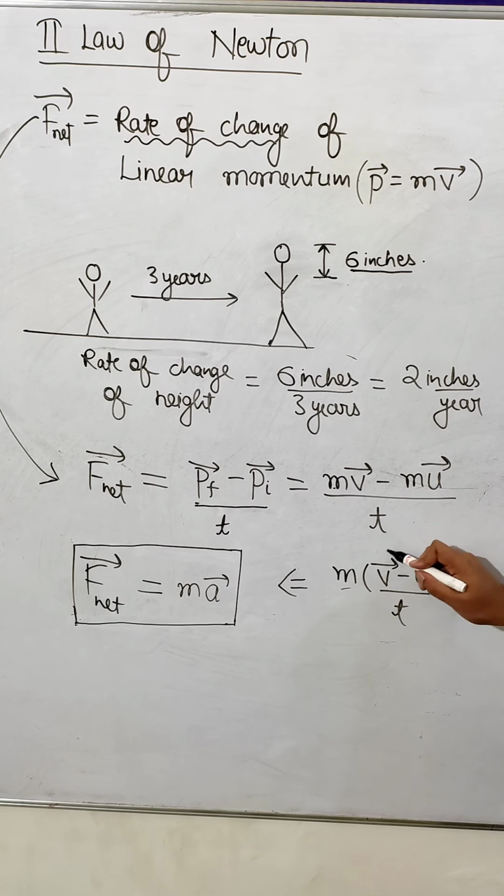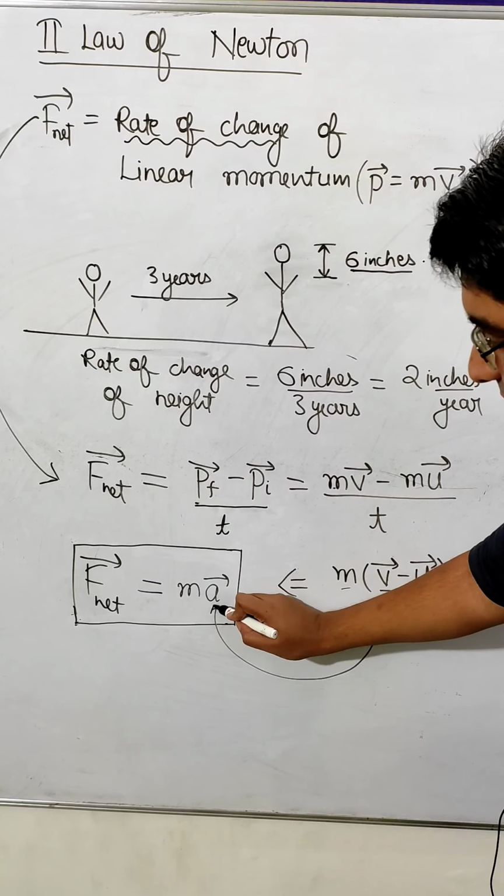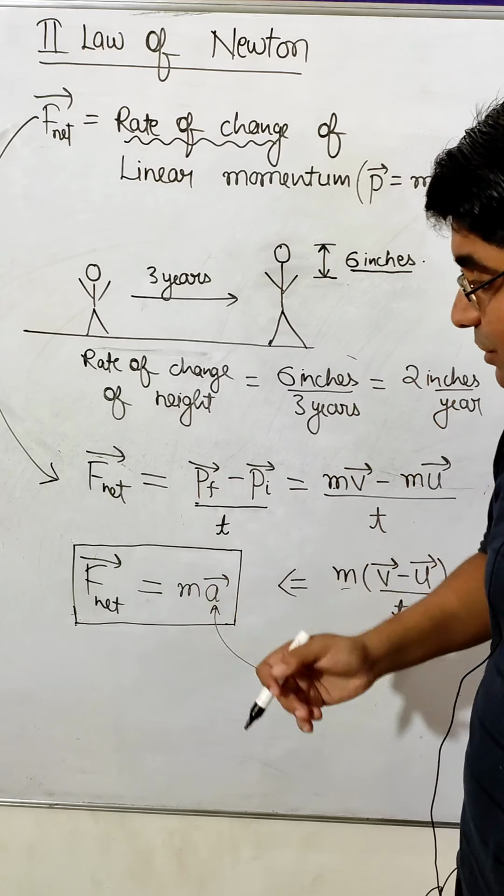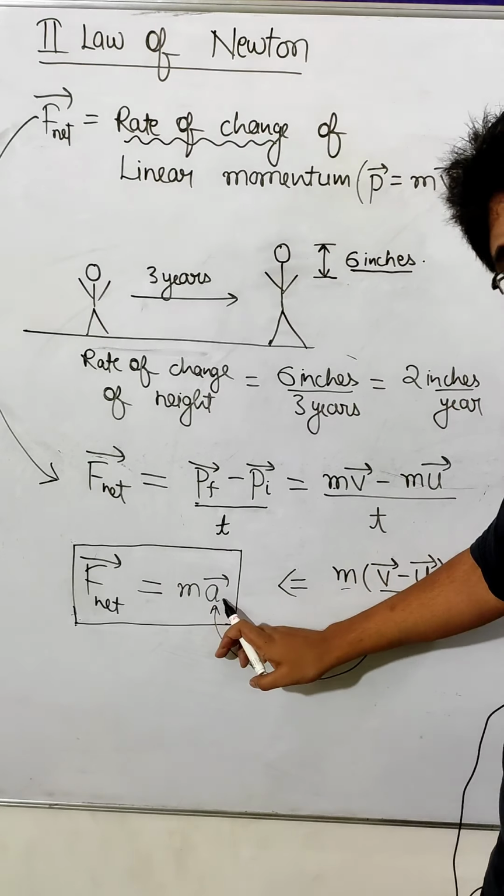Now you should know that this is nothing but the rate of change of velocity, how fast the velocity is changing with time. And that thing can be written as acceleration. So theoretically, net force is the rate of change of linear momentum. But for practical uses, you can write net force equals mass into acceleration, F = ma.